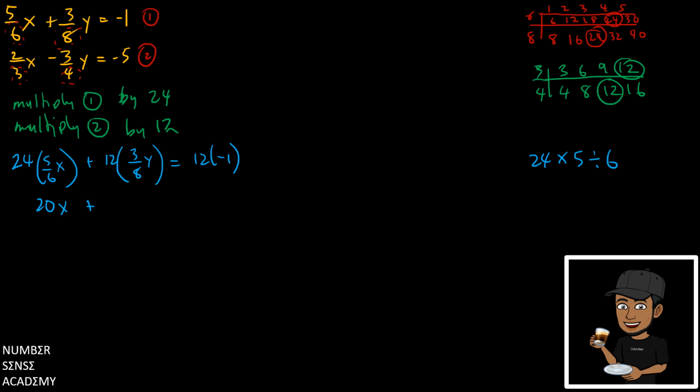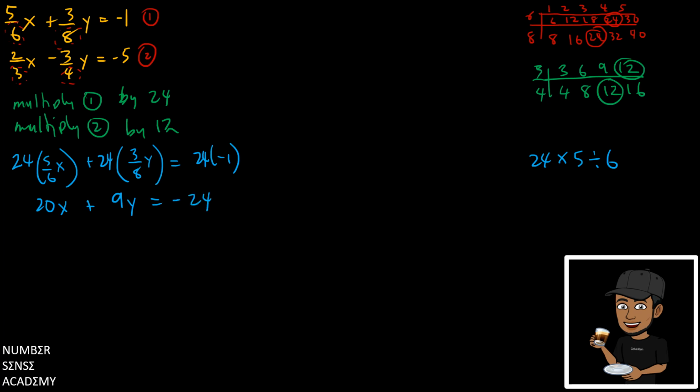What was I thinking? Sorry, y'all. It's 24. Everything here gets multiplied by 24. If you're watching this and you're frustrated, I apologize. But it's supposed to be 24. So it's 24 times 3 divided by 8. And that should be 9. So I have 9y. And then 24 times negative 1 equals negative 24.